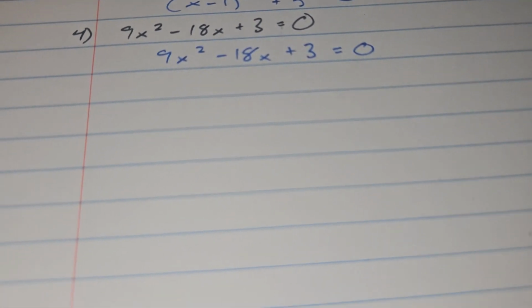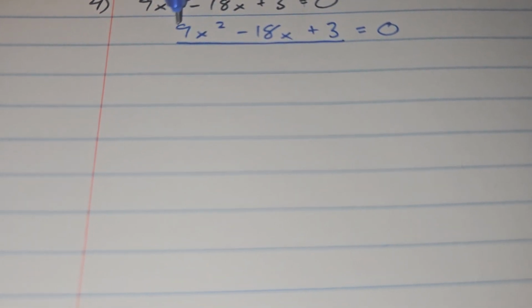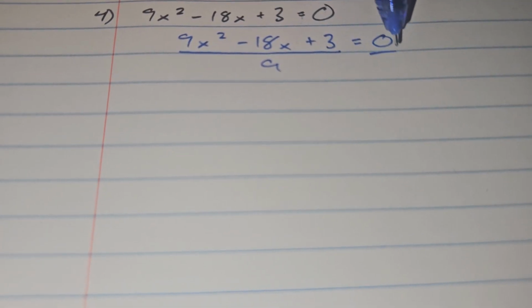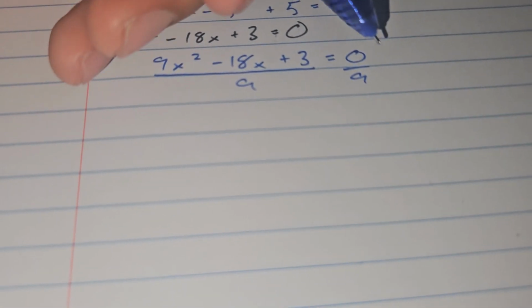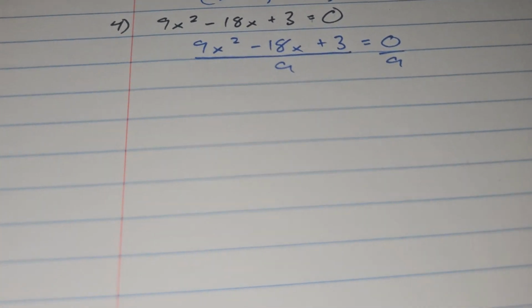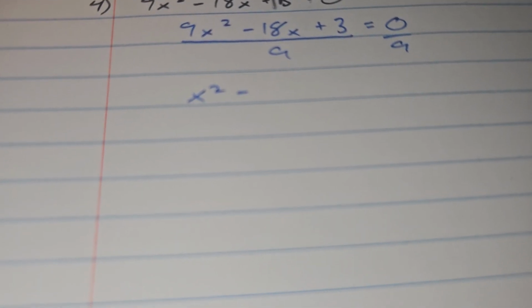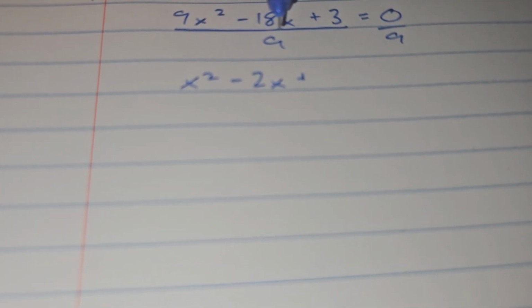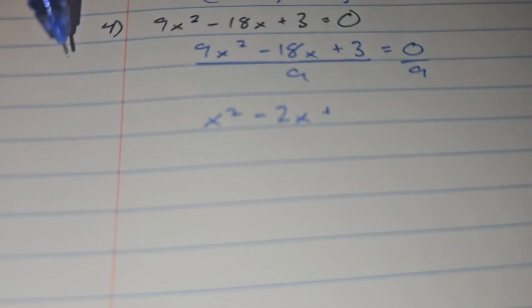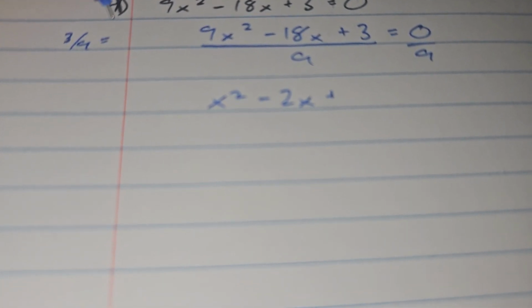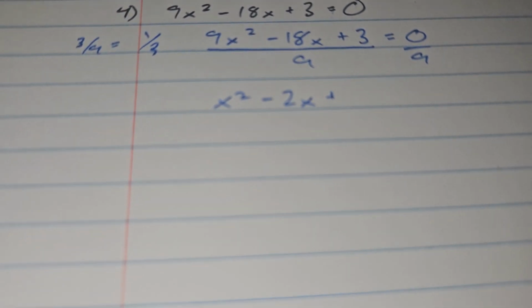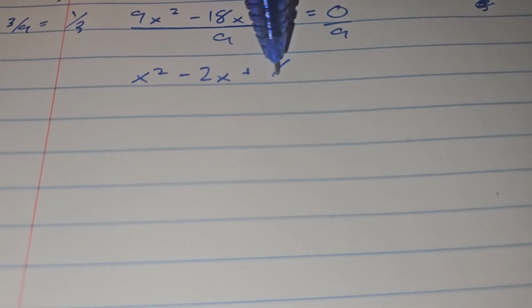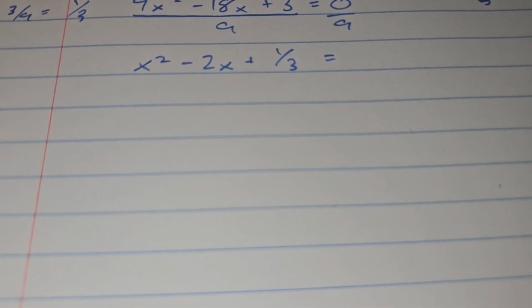So what are we gonna do? We're gonna divide all of this by 9, so we can just have the x squared by itself. When you divide 0 by 9, you're just gonna get 0, so that doesn't matter. When you divide 9 by 9, you're gonna get 1. So it's just x squared minus 18 divided by 9, which is 2, minus 2x plus 3 divided by 9. You're going to get 3 over 9, which if you simplify is going to be 1/3. All right, so now you have plus 1/3 is equal to 0.